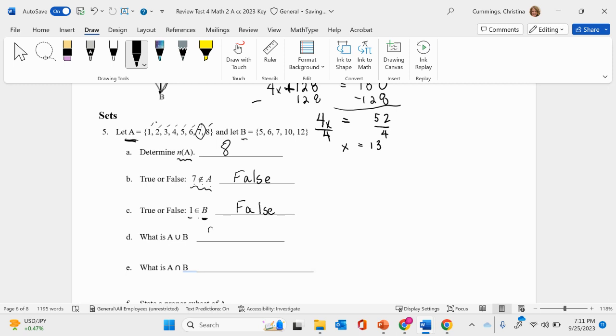Remember, union, you're uniting the two sets. You're going to list all elements of both sets and combine them into one set. So there's me listing all the elements of A. Now I'm going to add the elements of B. I can write 5, 6, 7 again or not. I'm not going to. You could.